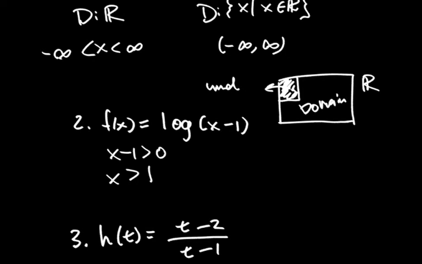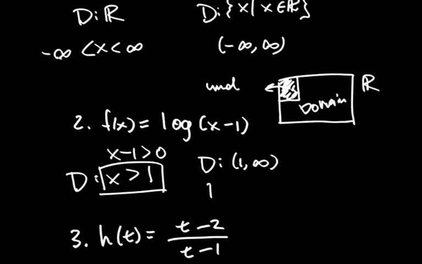So the domain is, you can actually write it like that. X is greater than 1. Or you can write it as the domain is 1 to infinity, or in set notation, x such that x is greater than 1. Again, they mean all the same thing. So in this case, this little undefined section is going to be x is less than or equal to 1. All of those x values.